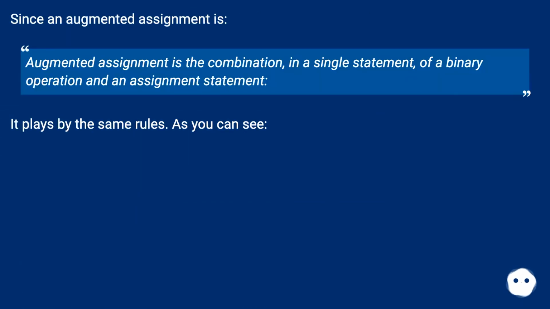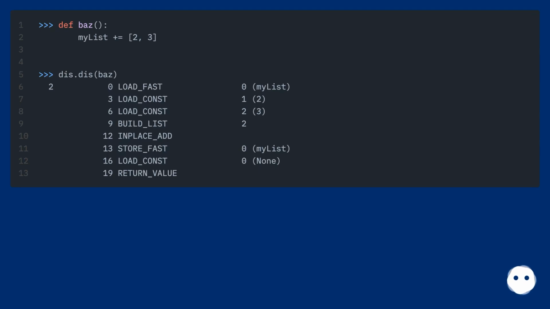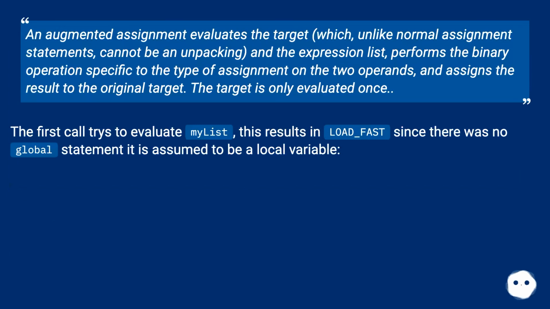Since an augmented assignment is the combination, in a single statement, of a binary operation and an assignment statement, it plays by the same rules. As you can see, an augmented assignment evaluates the target, which, unlike normal assignment statements, cannot be an unpacking, and the expression list, performs the binary operation specific to the type of assignment on the two operands, and assigns the result to the original target. The target is only evaluated once.